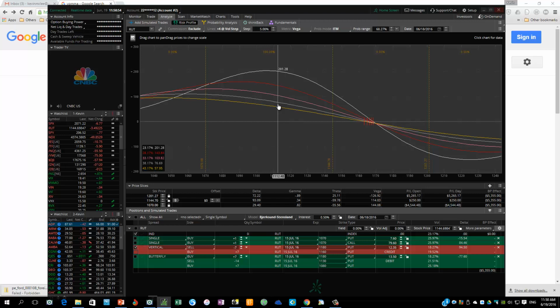Second thing is that I'm showing you how to look at second order Greeks, and this is an example of the kind of analysis that you can do on your own using the TOS screen.